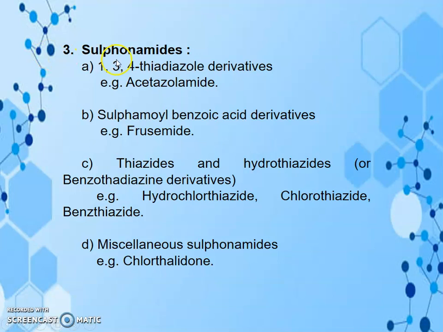Then the third class is sulfonamides, which are again subdivided into four major groups. They are 1,3,4-thiadiazole derivatives, for example acetazolamide. Second, sulfamoyl benzoic acid derivatives, for example furosemide. Then thiazide and hydrothiazide or benzothiadiazine derivatives, for example hydrochlorothiazide, chlorothiazide and benzthiazide. And last is miscellaneous sulfonamides, for example chlorthalidone.